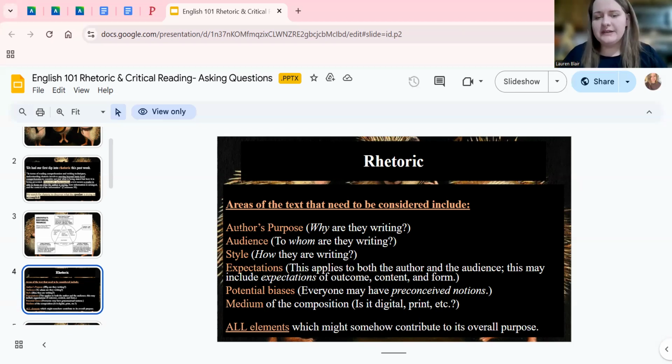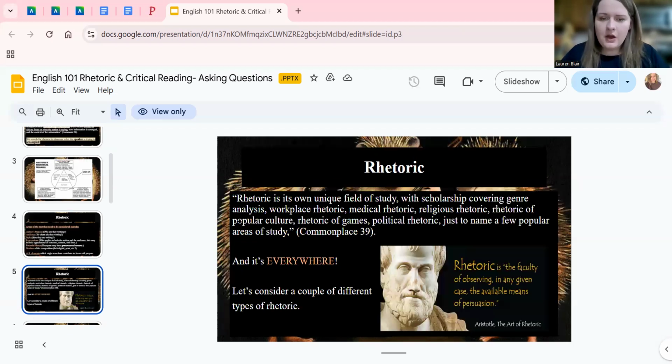So when we are examining something for rhetoric, we look at all these different areas and try to unpack the deeper meaning of what we're looking at so we can fully understand it. Rhetoric is its own unique field of study with scholarship covering genre analysis, workplace rhetoric, medical rhetoric, religious rhetoric, rhetoric of pop culture, rhetoric of games, political rhetoric, just to name a few popular areas of study.